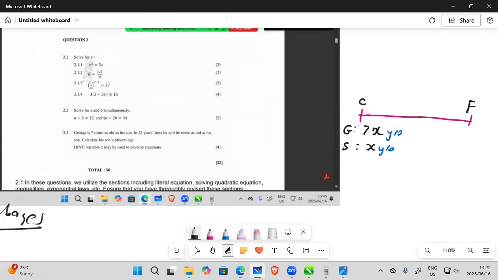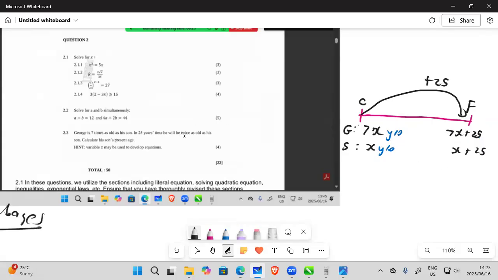Okay, in 25 years' time, if I take this here, in 25 years' time, I am going into the future, adding 25. And what's going to happen in the future is George's current age is going to increase by 25, and his son's age is also going to increase by 25. See, we're not trying to study questions here. We're looking at it from a realistic standpoint. Every word means something. In 25 years, it'll be plus 25, and then both their current ages will increase by 25.